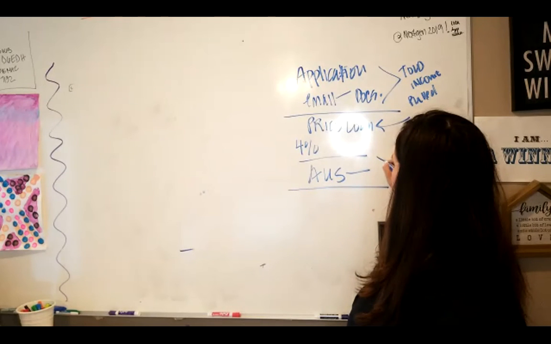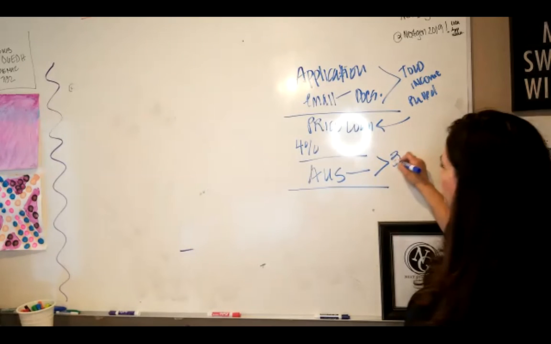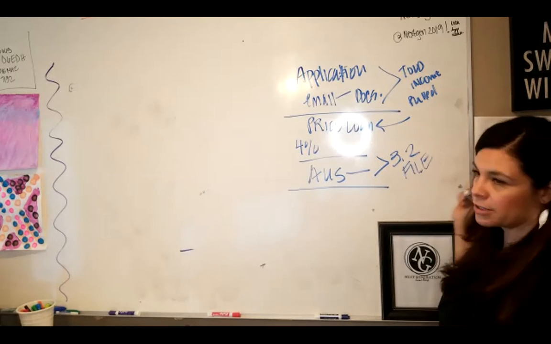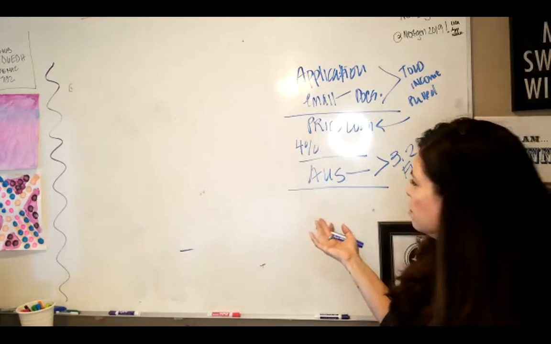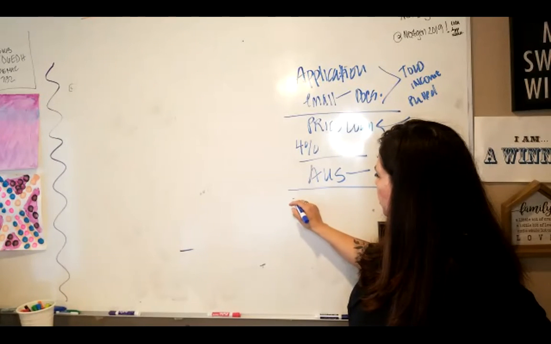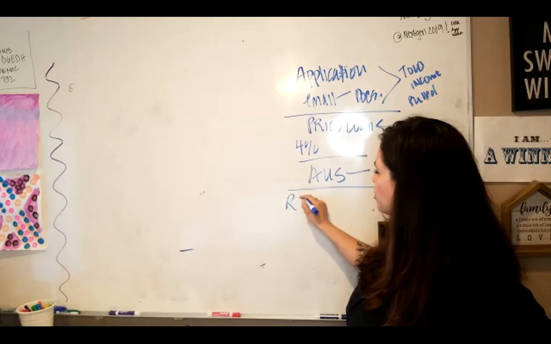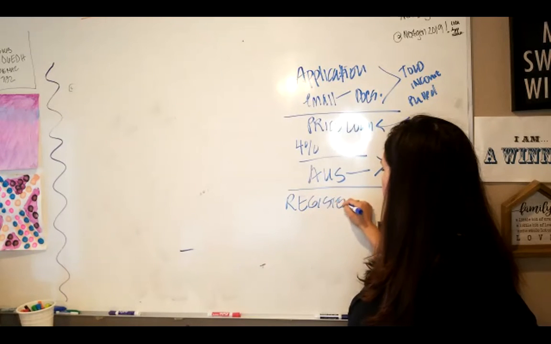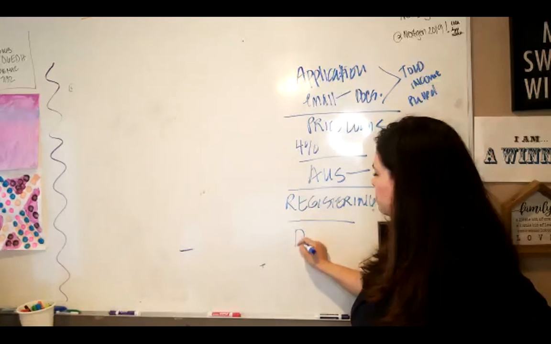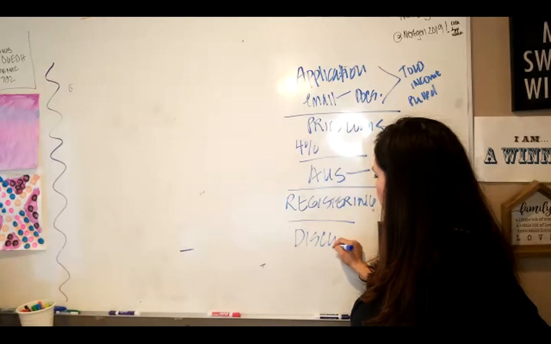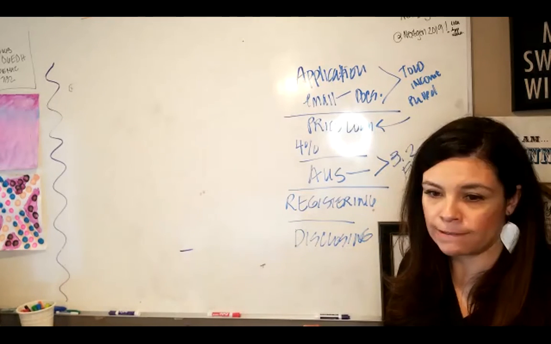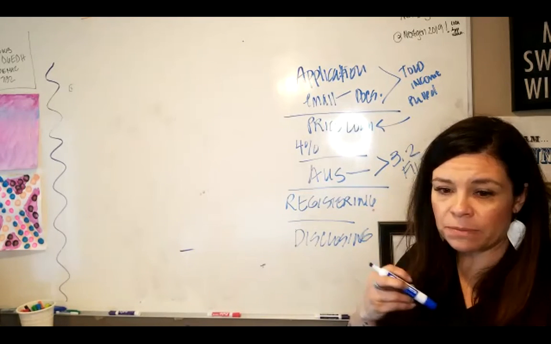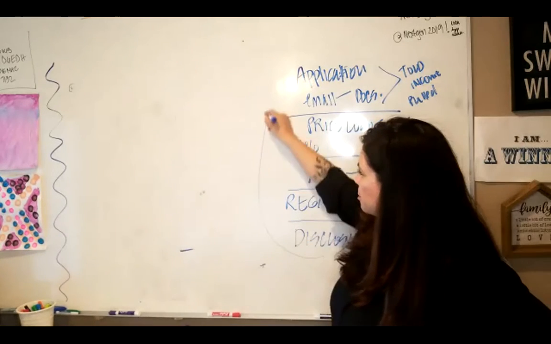Then I export that into a 3.2 file, no matter what system I'm using, or I'm manually entering this into the website. Then I'm registering the loan, and then I'm disclosing. For me specifically, this is where my processor picks up.